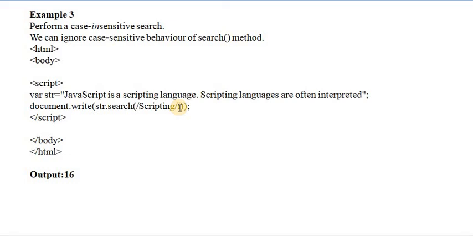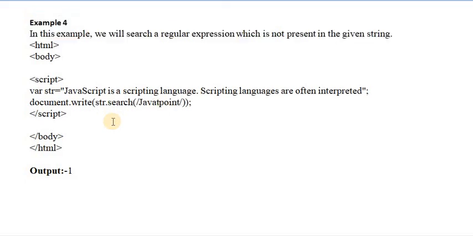In this example, scripting is a regular expression pattern, and scripting is a pattern to be used for searching within a text, and i is a modifier. This i is called a modifier that modifies the search to be case insensitive. Here I am passing the modifier i, so it is case insensitive, and it will return 16 on the web page because scripting is present at the 16th position, which we saw in example number one.